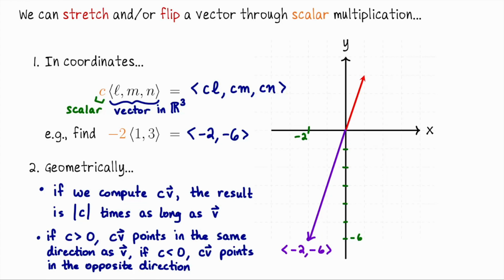I left off one possibility here, and that's that C is 0. Well, if C is 0, then CV is the 0 vector. In other words, we would have just graphed CV as the origin.